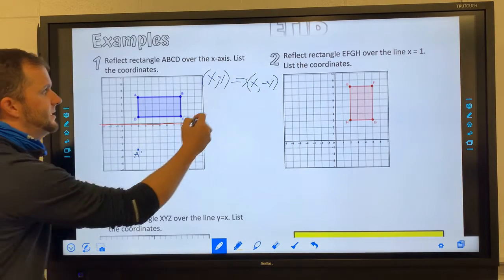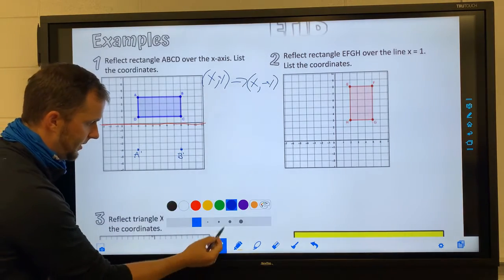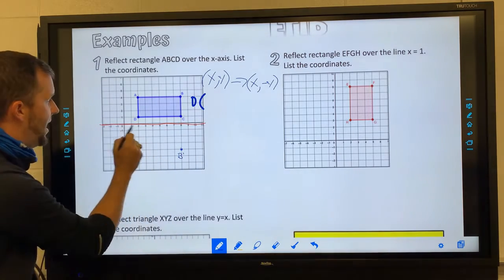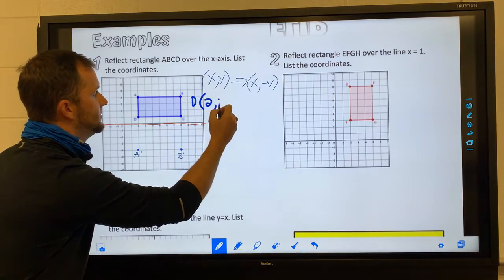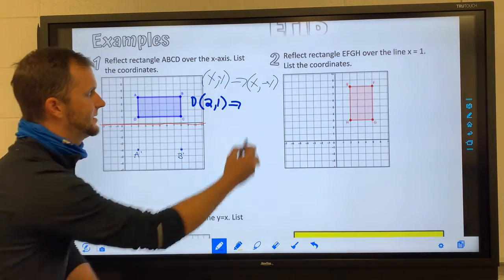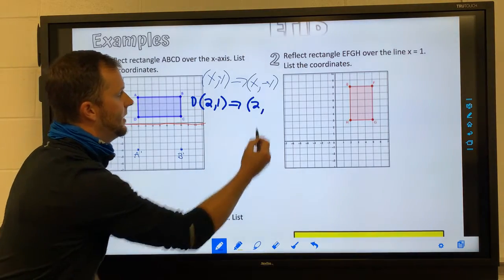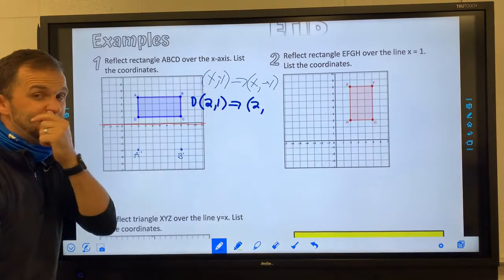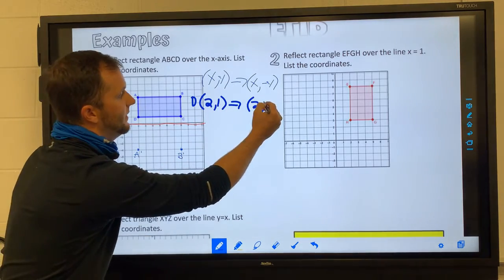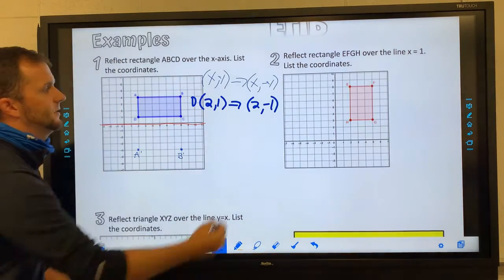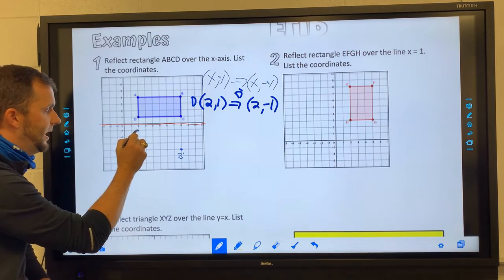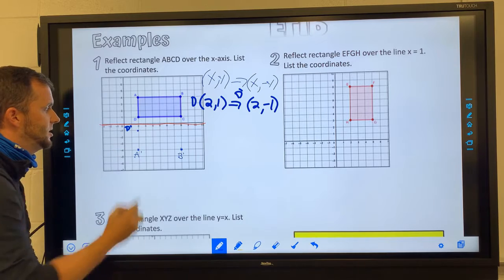Let's look at point D here. Point D is sitting at positive 2, positive 1. By the rule, my x coordinate stays the same. But when it says negative y, that means I do the opposite of what is shown there. If I have positive 1, this is now going to be negative 1. So D prime is going to be 2, negative 1. I go over 2 and down 1. That is the location of D prime.